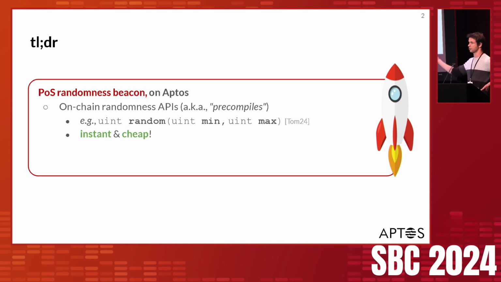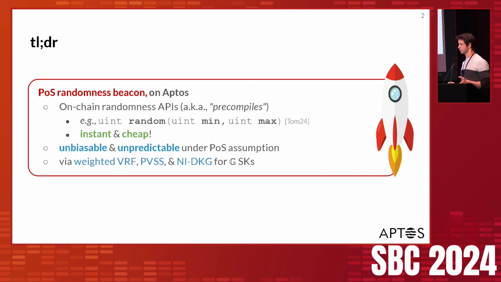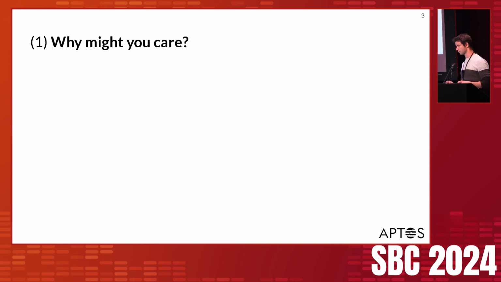You don't have to pay an external oracle to get your randomness. You just pay the Aptos validators to validate your transactions. And the beacon is unbiasable and unpredictable under the same proof-of-stake assumption that secures the Aptos network. And we do this using a mix of cryptographic primitives such as VRF, PVSS, and non-interactive DKG.